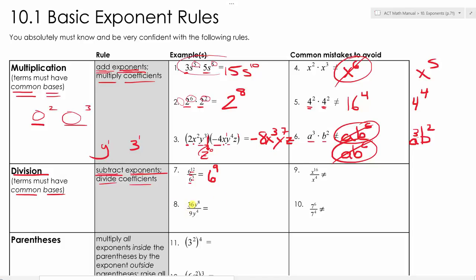Then in example 8, we do have some coefficients here. We have the 36 and the 9. So we divide coefficients, we get 4, and then we subtract the exponents. So that's going to be 4y to the 4th.